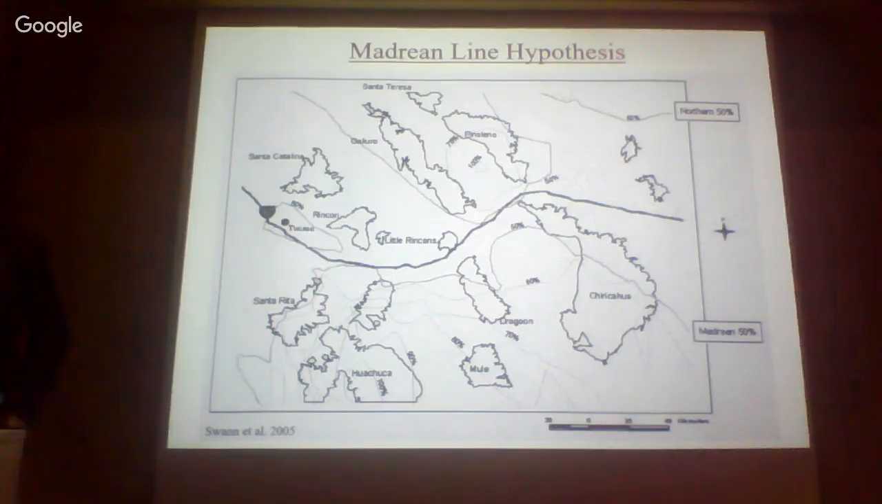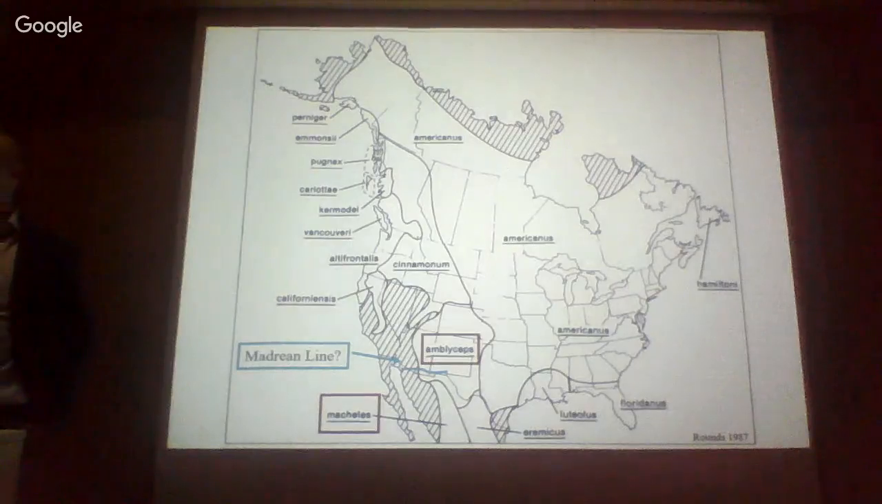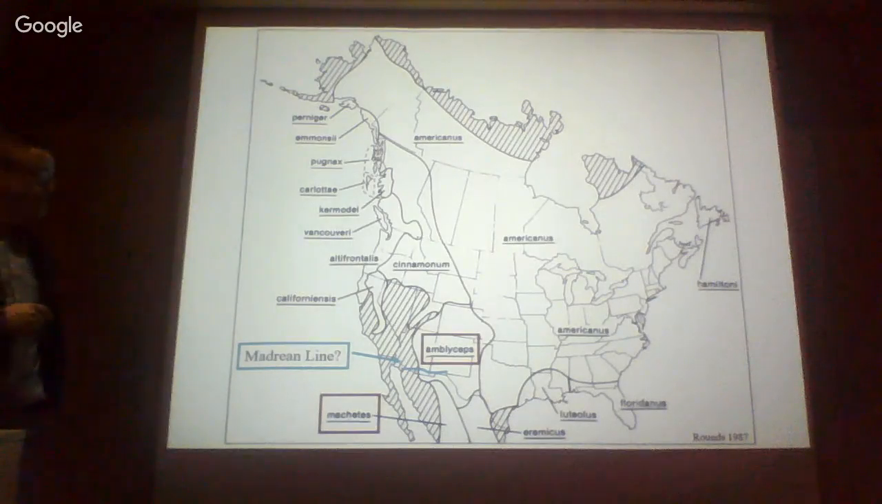And while obviously the scope of my study doesn't have the capability to answer this, one point I would like to make is that the boundary for this Madrean line falls approximately around the boundary between what's termed the New Mexican subspecies of American black bear and the West Mexican subspecies of black bear.